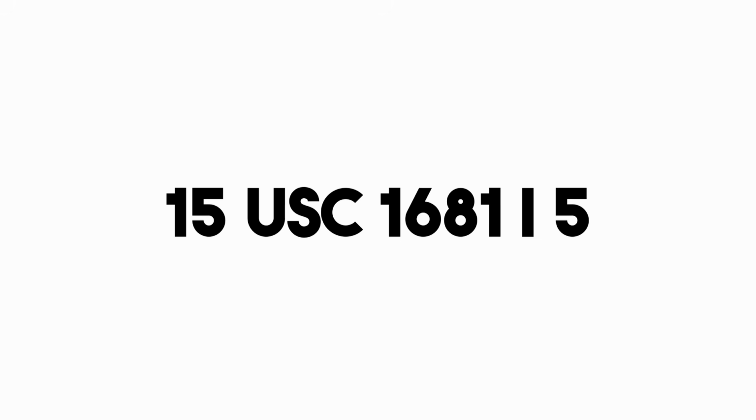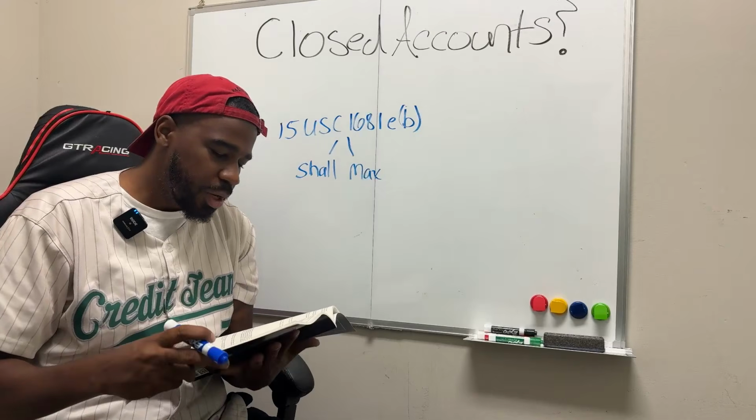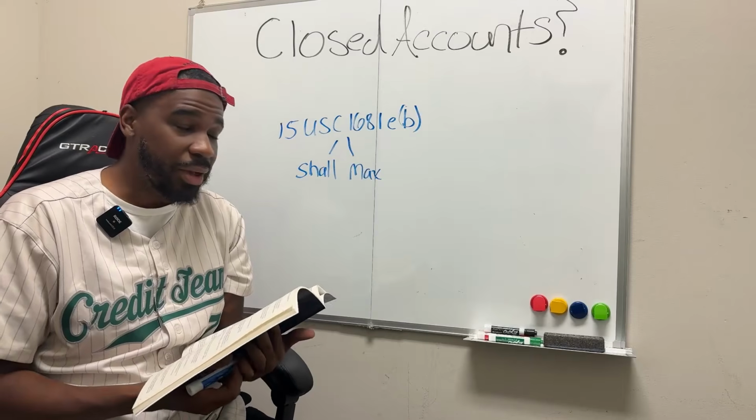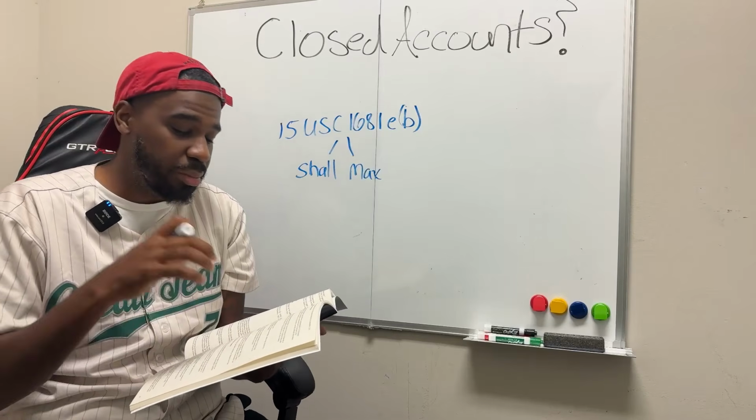According to 15 USC 1681i(a)(5), I'm going to put it down so you can read it for yourself, but I'm going to go ahead and read it for you. Treatment of inaccurate or unverifiable information, right? After any reinvestigation under paragraph 1 of any information disputed by a consumer, if an item of the information is found to be inaccurate or incomplete or cannot be verified, the consumer reporting agency shall. Now, there are multiple keywords in this, and we can break down the context.